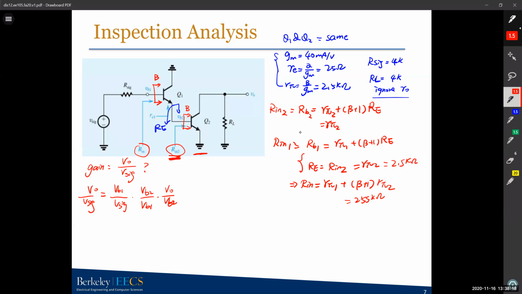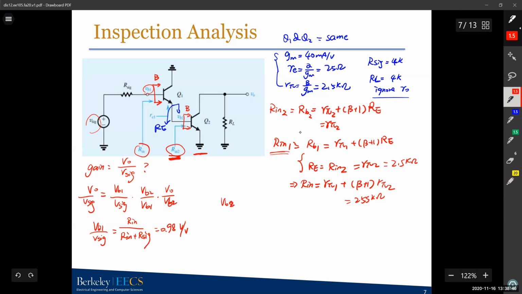And your VB1 over V sig is just simple. VB1 over V sig is just a voltage divider. So your VB1 over V sig is R in over R in plus R sig. And we have R in here. It's easy. This gives you 0.98 volts per volt. And what's your VB2 over VB1?